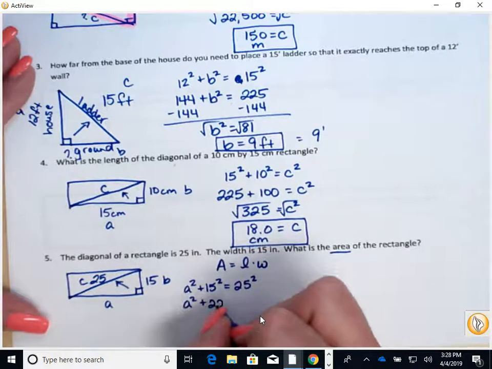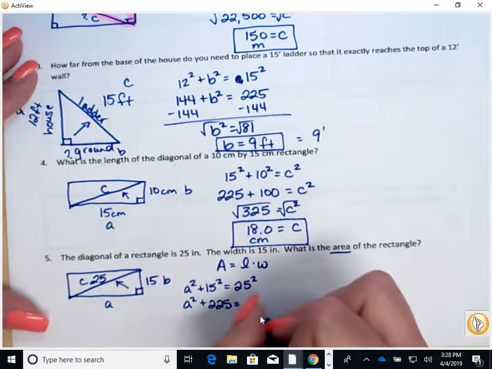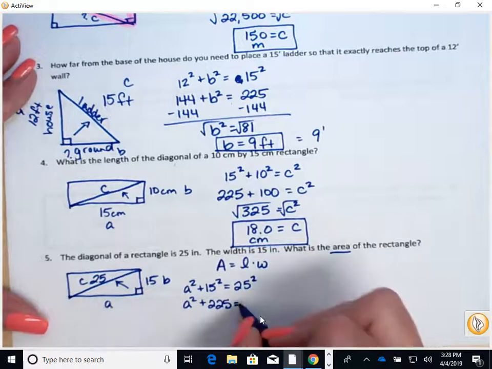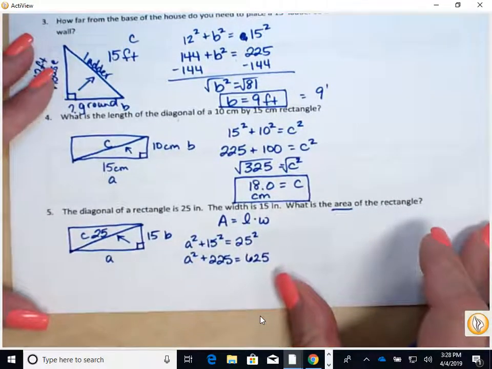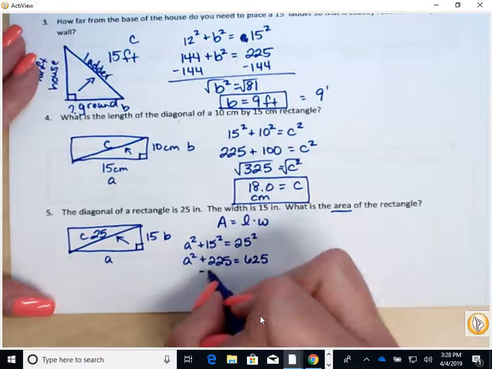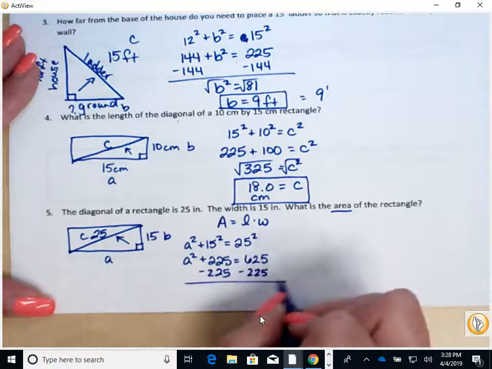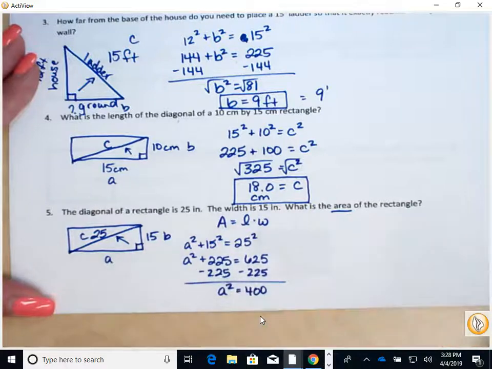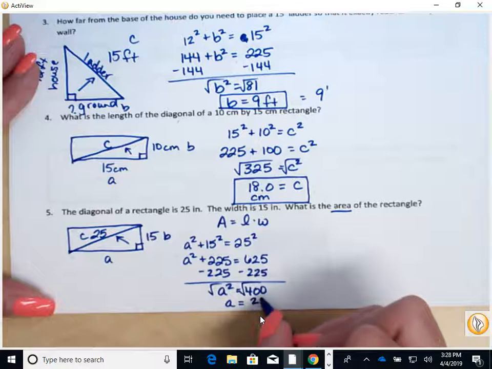15 squared gives me 225. Bring down your a squared, bring down your 225. And 25 squared, that's going to give me a big number. It gives me 625. So now we got to get that a squared by itself. Subtract 225 from both sides. We get a squared equals 400. Take the square root of both sides. And we get a equals 20.